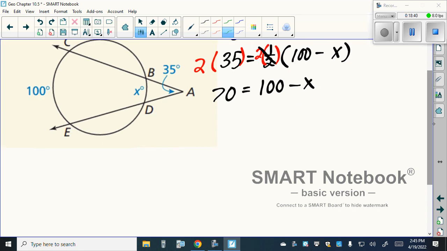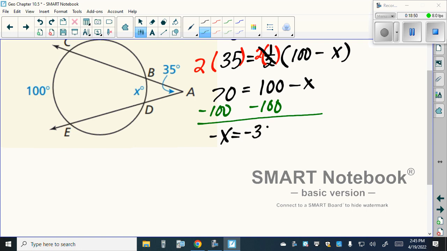What do we need to do next? And if we subtract 100 from both sides, we get that negative x is equal to? Are we finished? No. We need to divide by -1, or we can multiply by -1. But if I know that negative x is equal to negative 30, x is equal to 30. Because if I'm flipping the sign on one side, I'm going to have to flip the sign on the other. Any questions on this here?